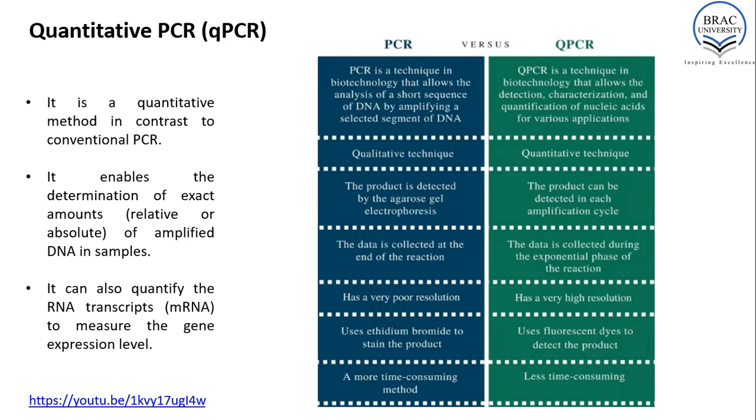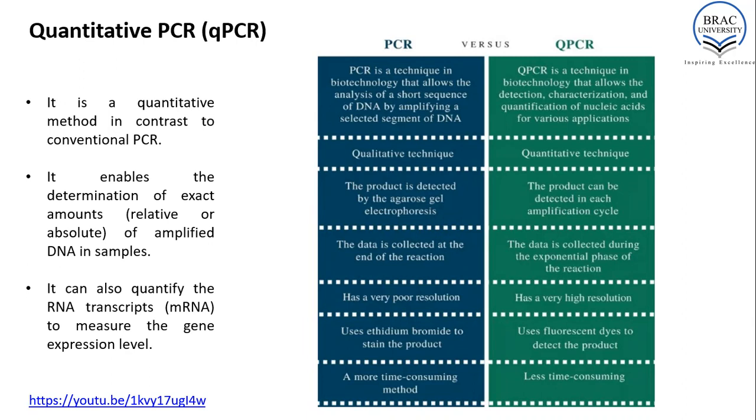In PCR, the product is detected by agarose gel electrophoresis. On the other hand, in qPCR, the product can be detected in each amplification cycle. As the cycles run and repeat, you can get a detection from the amplification of each cycle. The data is collected at the end of the reaction in PCR, whereas in qPCR the data is collected in every phase of the reaction, or every cycle.